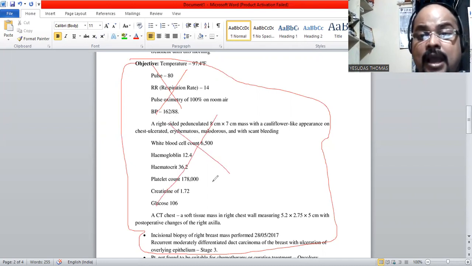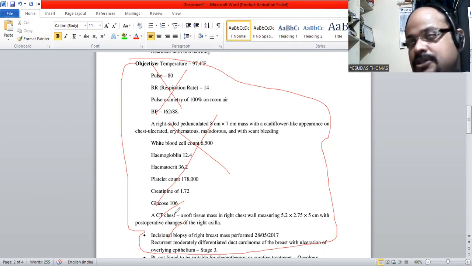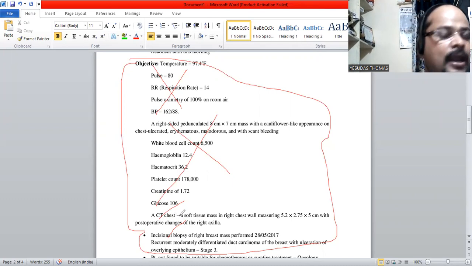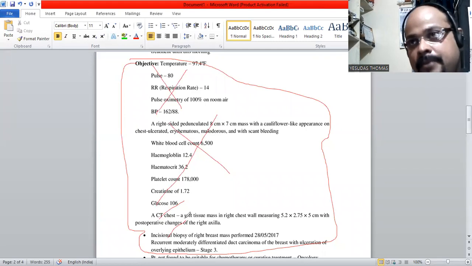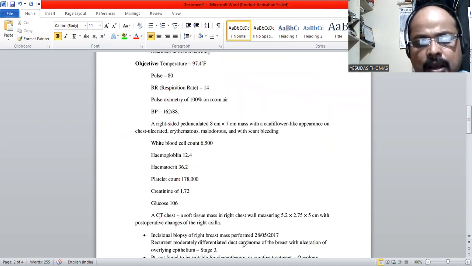But we have to say that the confirmation of the diagnosis was done, and a biopsy was taken, and a CT chest was taken. So these two are important: CT chest was taken and a biopsy was performed. And these confirmed his diagnosis as stage 3 carcinoma of the breast with ulceration of overlying epithelium. So this is what his diagnosis is.